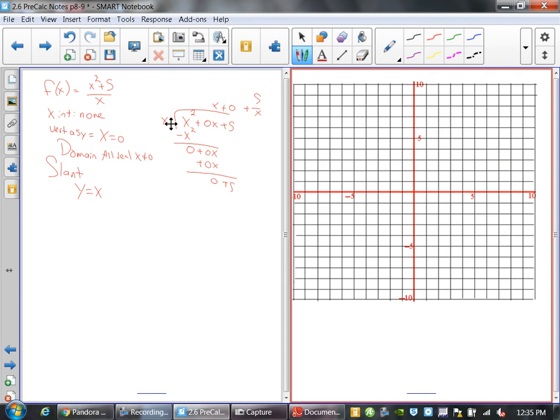So you just plot them through that. Vertical asymptote at y equals x, or y equals 0. Slant asymptote at y equals x. And then it's just a matter of plotting some points.